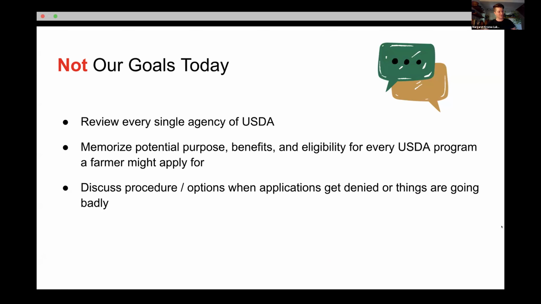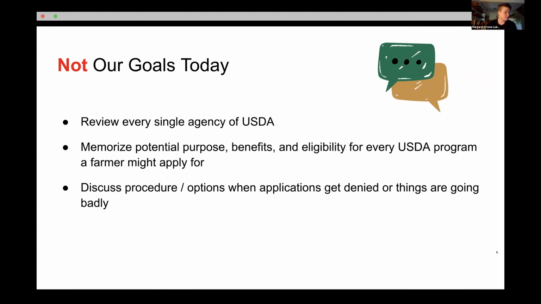We have some things that are not our goals today. It's important to set expectations for what is possible within an hour and a half. We will not be reviewing every single agency of USDA. We'll be skipping a lot of important work, but work that we maybe encounter less as direct service providers for farmers in financial distress. We're not going to memorize the details of every single USDA program a farmer could apply for. There will be some links when you get the slides where you can find more information on them. And we're also not really going to get into procedure or options for if a farmer is turned down for a program, etc.